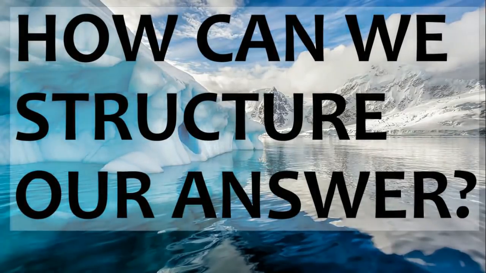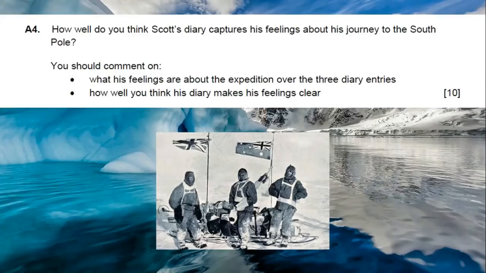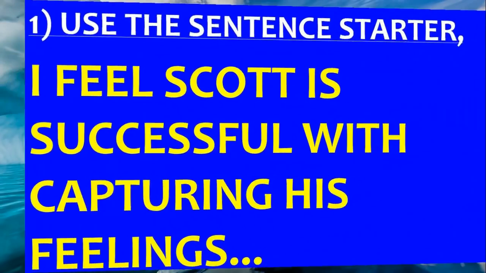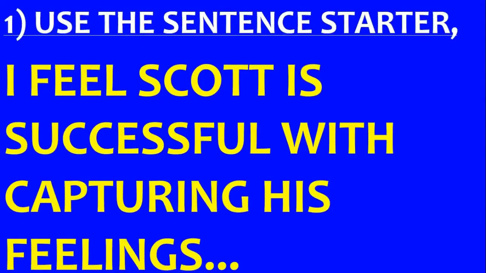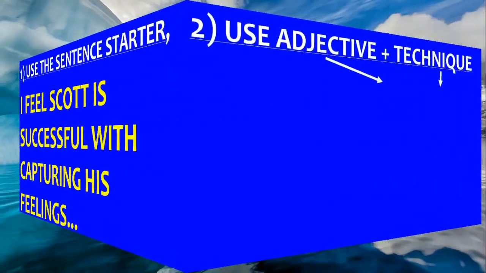So how are we going to structure our answer? Remember the question is, how well do you think Scott captures his feelings? What are his feelings? How does he make them clear? So number one, I'm going to use the sentence starter: I feel Scott is successful with capturing his feelings. Remember the question is, what is my opinion? And my opinion is that he's successful. So he's doing it well. That's my sentence starter.